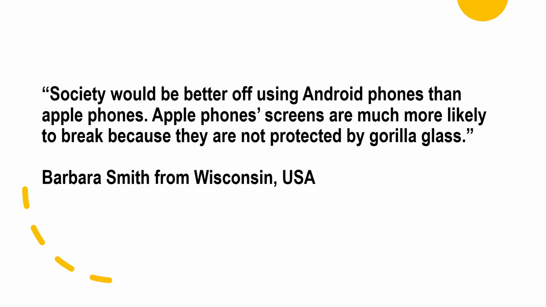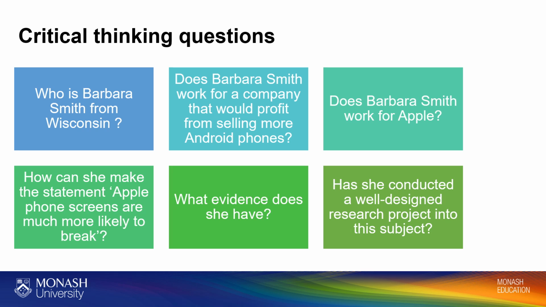And I come across this source from Barbara Smith, who says that society would be better off using Android phones than Apple phones because Apple phone screens break more easily. Now, there are some questions that you would need to ask before you decide whether this is a good source of information to use. The most obvious question is, who is Barbara Smith? Like, where did I get this information from, right? Is Barbara Smith a respected expert in phone quality testing? Or maybe Barbara Smith is just my friend or my neighbor. What sort of qualifications does the person have to be able to make this claim?